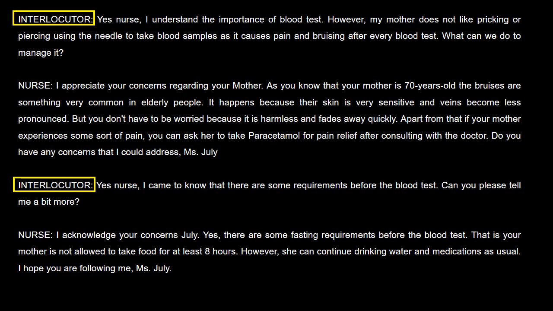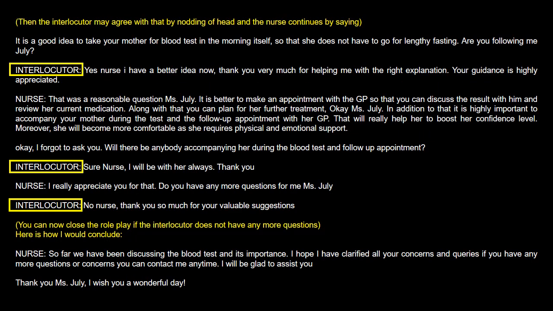Yes, nurse. I came to know that there are some requirements before the blood test. Can you please tell me a bit more? I acknowledge your concerns, Miss Julie. Yes, there are some fasting requirements before the blood test. That is, your mother is not allowed to take food for at least 8 hours. However, she can continue drinking water and medications as usual. I hope you are following me, Miss Julie.